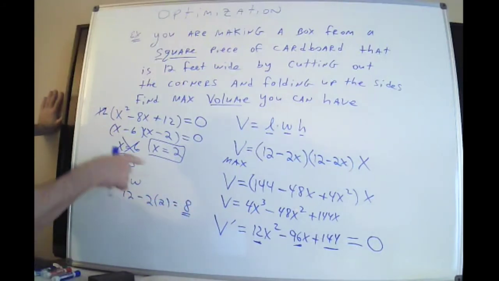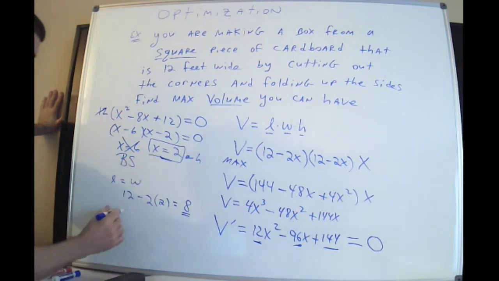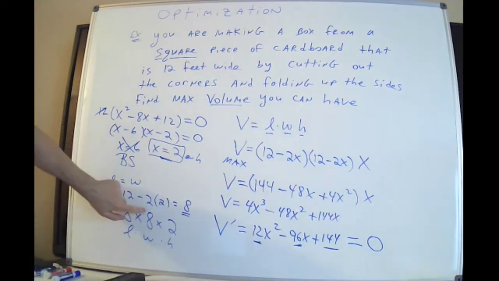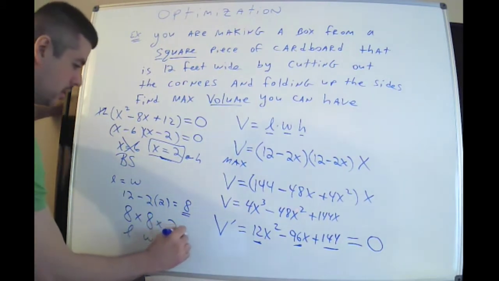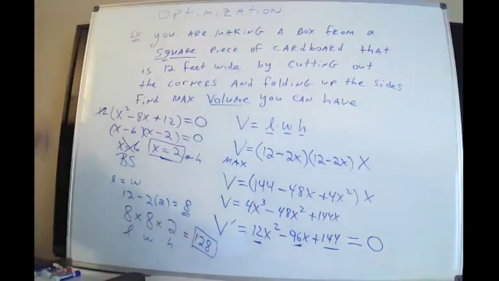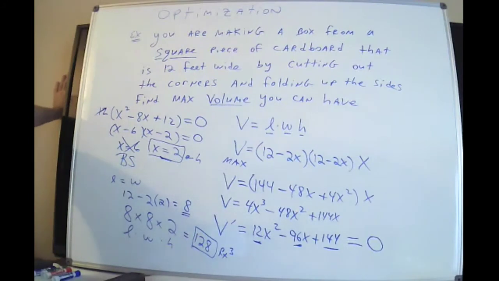So it's going to be 8 by 8 by, this is the height. The height is 2. So your box is 8 by 8 by 2, the length, the width, and the height. So 64, 128. So the biggest box that you could possibly make would be 8 feet by 8 feet by 2 feet, the height. So this is feet cubed. We don't give a damn. I told you we're not in a physics class. I don't care about the unit of measure.